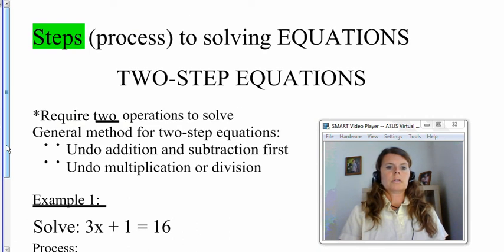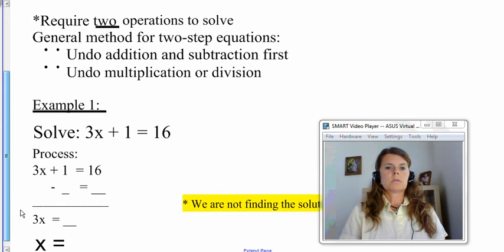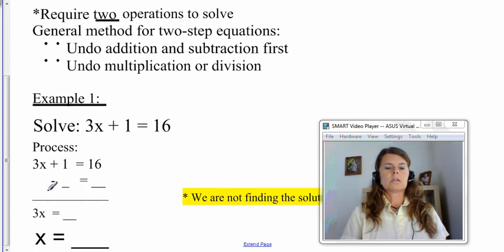Our first equation is a 2-step equation. It's 3x plus 1 equals 16. It's going to take us 2 steps to solve this. When you get done, you should have x equals some number. So notice here, the x is by itself. Here, it has the 3 with it, and the plus 1. We have to get rid of those.